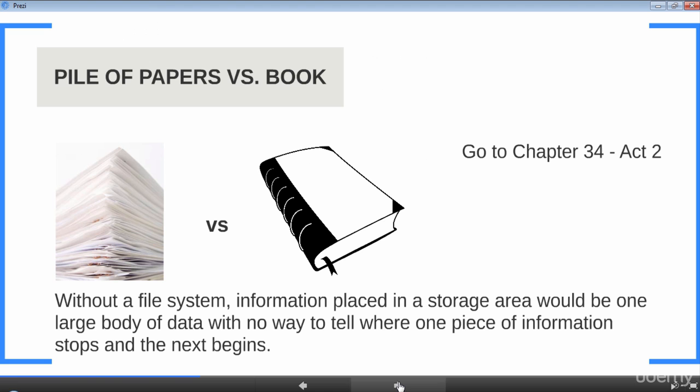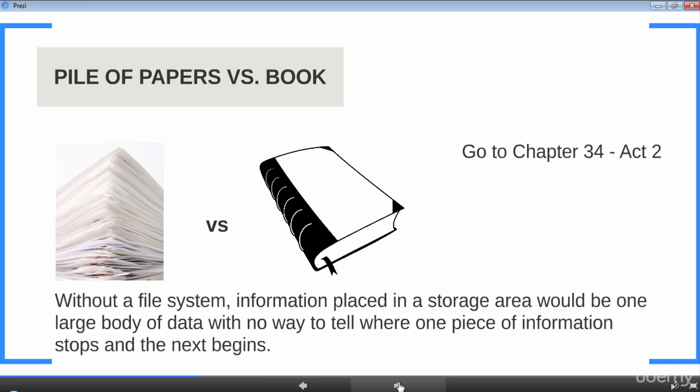Take a look at this slide. Let's say I give a person a book and I give another person a pile of unordered papers from the same book. And I ask each of them to go to chapter 34. Who do you think will get to chapter 34 faster? The one with the book, right? Because he can simply go to the index, look for chapter 34, look up the page number, and go to the page. Whereas the one with the pile of papers has to go through the pile of papers, and if he is lucky, he might find chapter 34.